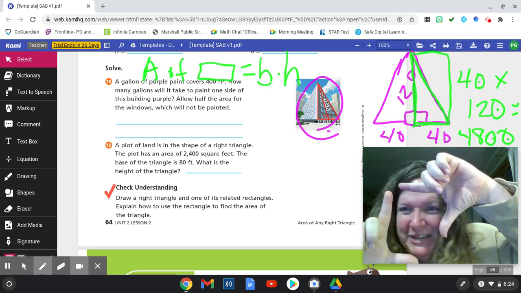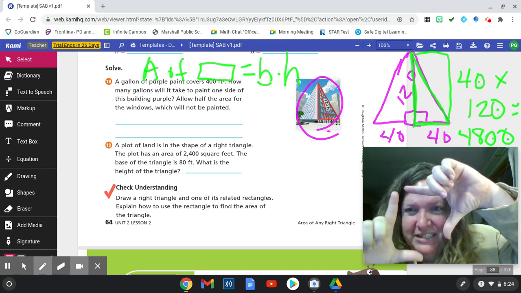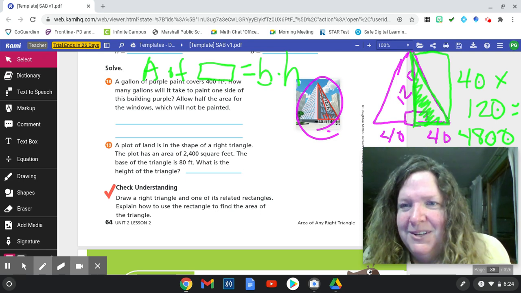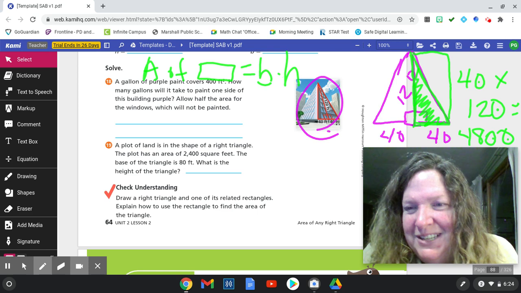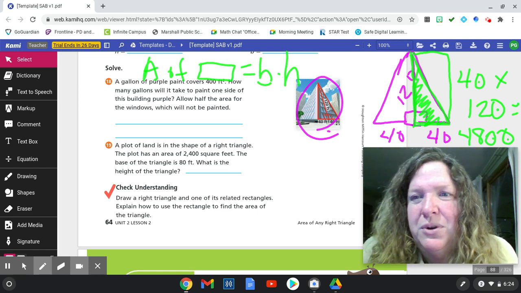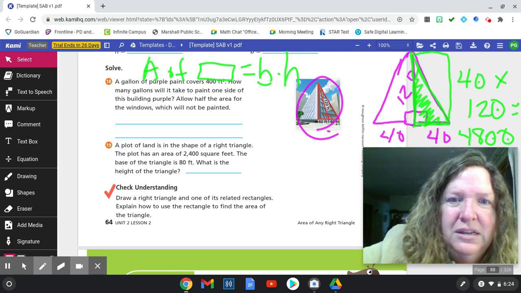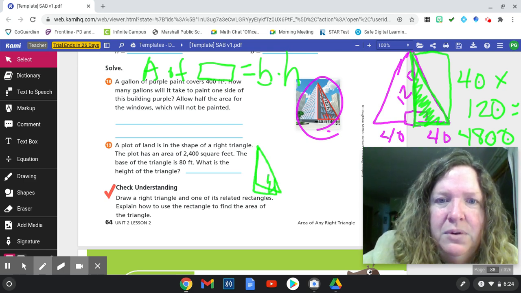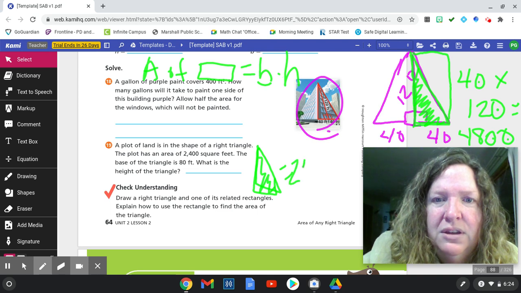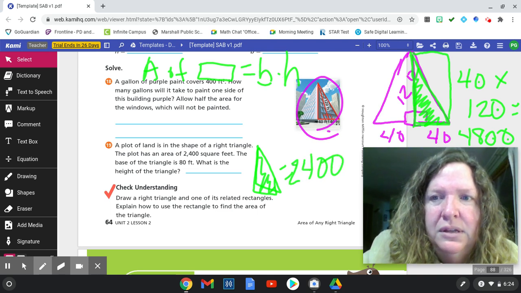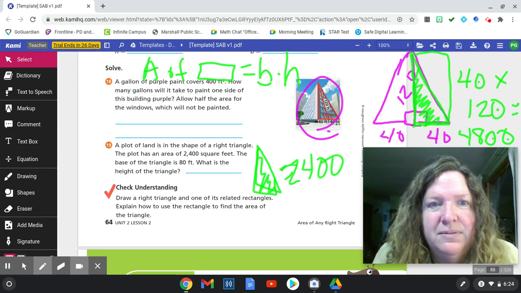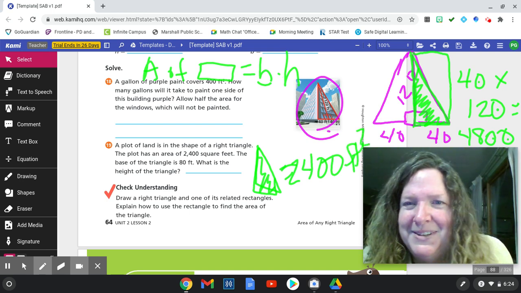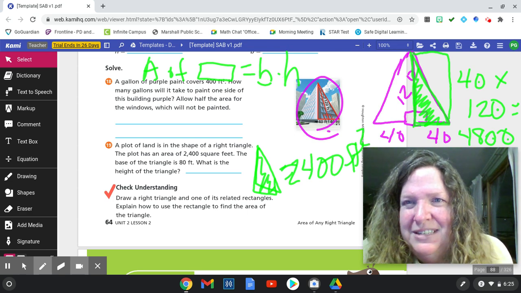But don't get tricked. We need to take half of that. I want to take half of that because I only want this part right there. So half of 4,800 is 2,400. So I know the area of the green triangle right there is 2,400 square feet. Did they say feet? Yep, square feet.